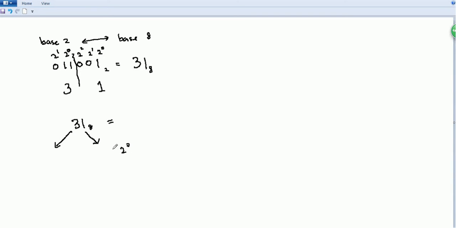So the place values are 2 to the power of 0, 2 to the power of 1, 2 to the power of 2, and again 2 to the power of 0, 2 to the power of 1, 2 to the power of 2. To get 1, I have to put a 0 here, 1, right? So to get 3, I have to put 1 here. So we get 2, and I need 1 more, so it will be 1 here. So this is 0. So the answer is 11001 in base 2.